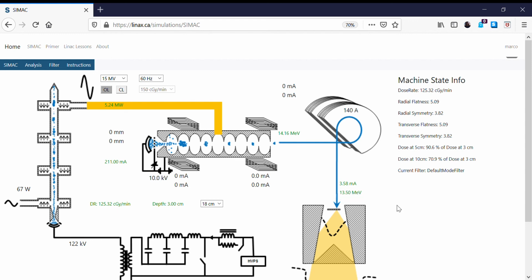So what we'll do in the next lecture is explore a similar effect, whereas in this case, we're going to leave the RF power constant, and we're going to change the amount of electrons going into the accelerator, and see what effect that has on the dose rate for the accelerator.